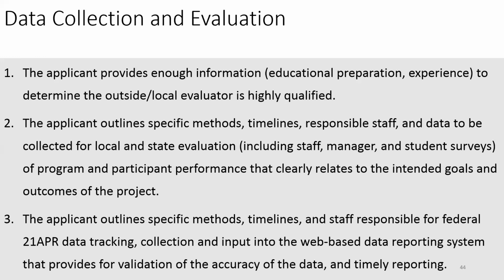This number 3 is more about a plan for collecting the data that's required by the federal government. It's called the 21 APR data tracking, collection and input. All of these pieces are in our data and evaluation update. Really specific plan and dates for all of that. I think it will just make the assumption that it will happen at the same time next year that it happened this year in terms of planning.